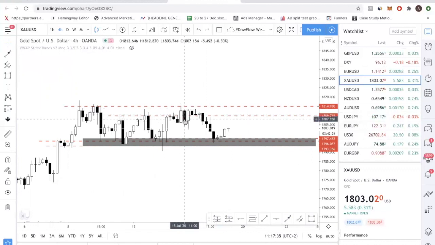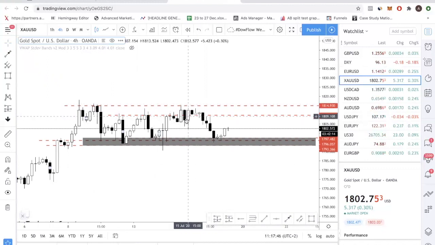Price broke above, then price broke below. Price did one more nasty thing. It broke above again, making it really confusing for a lot of traders. If you're short, it's very difficult psychologically because you see that this level is broken, but this level is broken again.